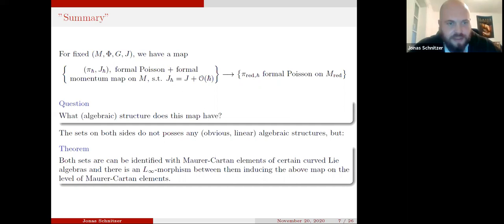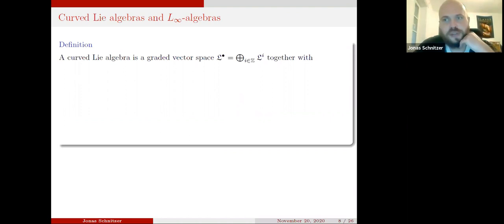So what I want to say is that an L-infinity morphism always induces a map on the level of Maurer-Cartan elements. And this map for this particular L-infinity morphism we constructed is actually nothing else but the Marsden-Weinstein reduction map. Okay. So I will review, as I already threatened, L-infinity morphisms and curved Lie algebras, okay? So we forget everything we know, like Poisson. We forget Poisson geometry for a second.